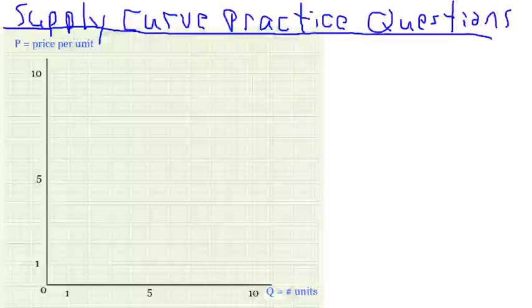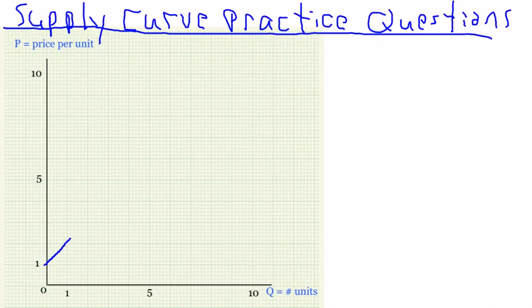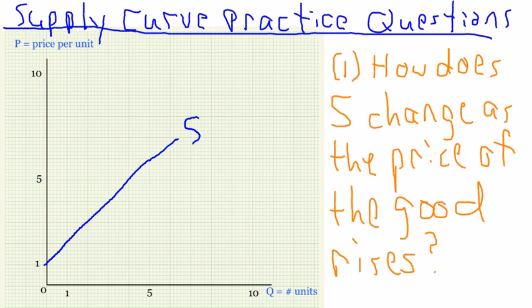In some previous videos, we've talked about a supply curve. We've talked about what a supply curve tells us, how to plot a supply curve, why a supply curve shifts, all kinds of things. And what we want to do in this video is do some practice questions to reinforce what we've learned. And the first question we're going to look at is this. How does that supply curve change as the price of the good rises?